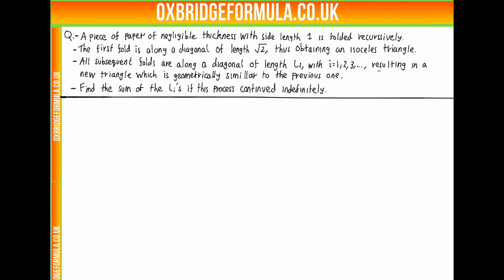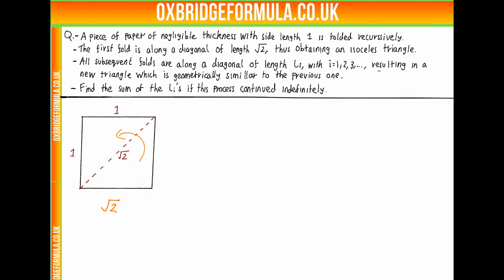So, how are we going to go about this question? Well, we need a diagram. We need to imagine what this looks like. So, here's our original square. We've got sides 1 and 1, and we know our diagonal is length √2. And we're told that the first fold is along a diagonal of length √2. So we fold along here and fold over this way to generate an isosceles triangle. And so, taking count of what our L_i is, our L1 would be √2.